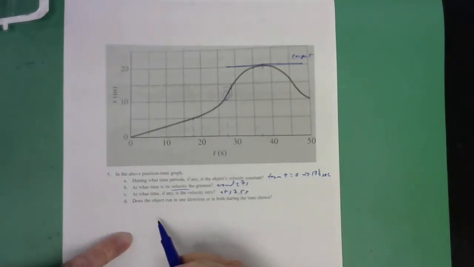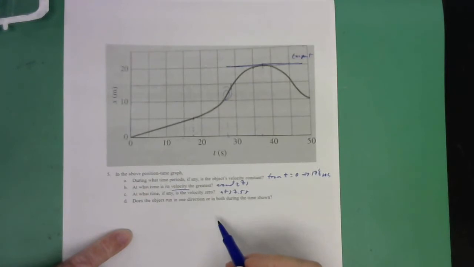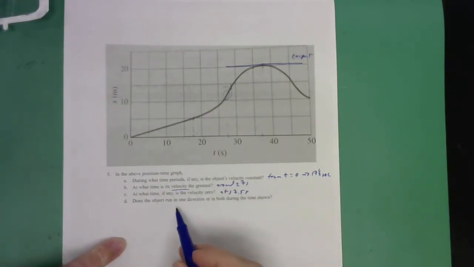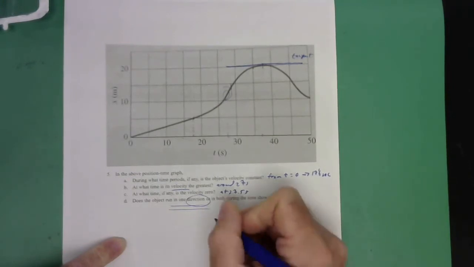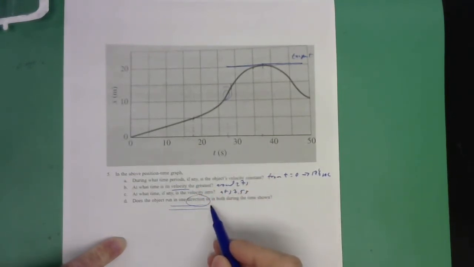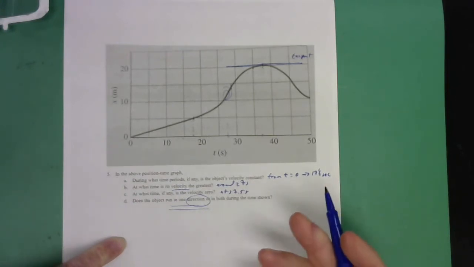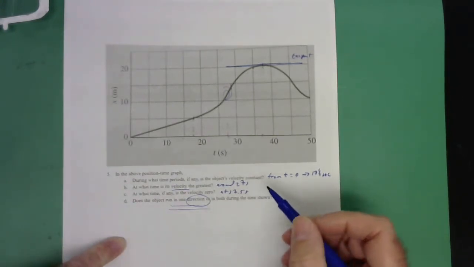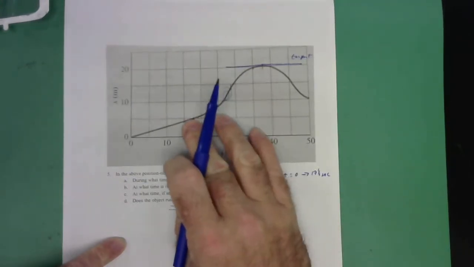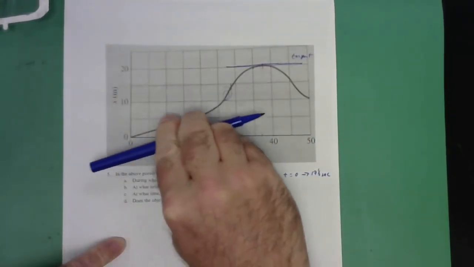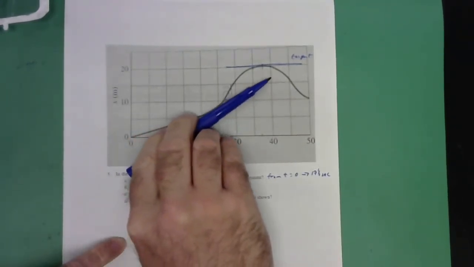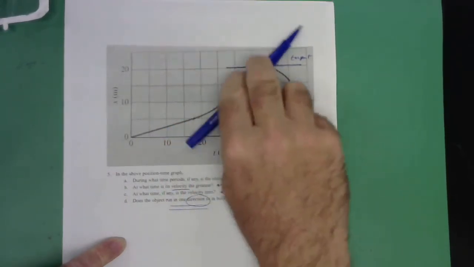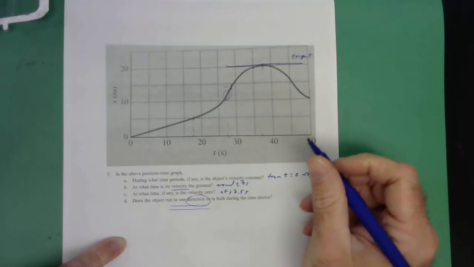Okay, part D. Does the object run in one direction or in both during this time shown? Now, by run in one direction, it's talking about moving. We're thinking about velocities. And how do we indicate the direction of a velocity? Well, by the sign. If I'm going to go in both directions, I would have to have a part where I have a positive velocity and then a part where I have a negative velocity. And you say, well, let's see, velocity on a position time graph, the velocity is the steepness. So if I'm changing direction, I've got to go perhaps from positive slopes, so positive velocities, to negative slopes or negative velocities, or vice versa.